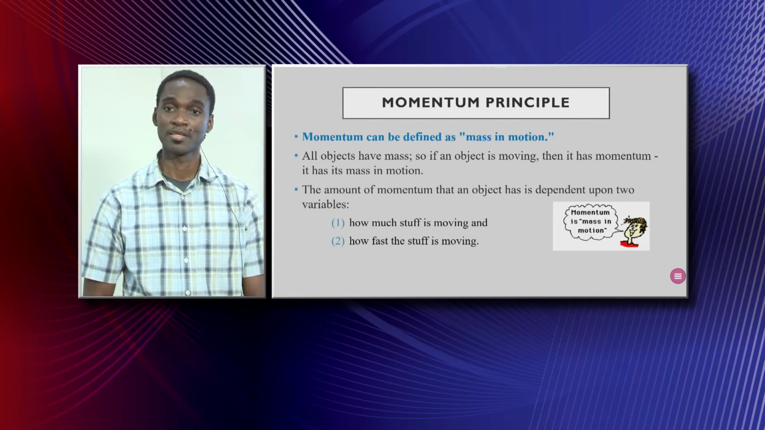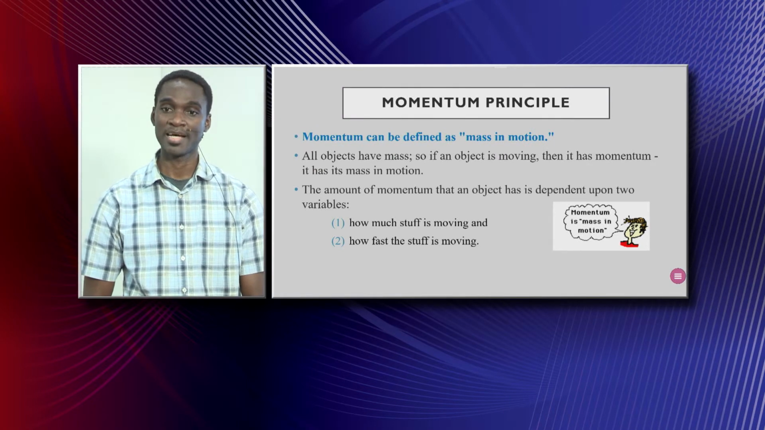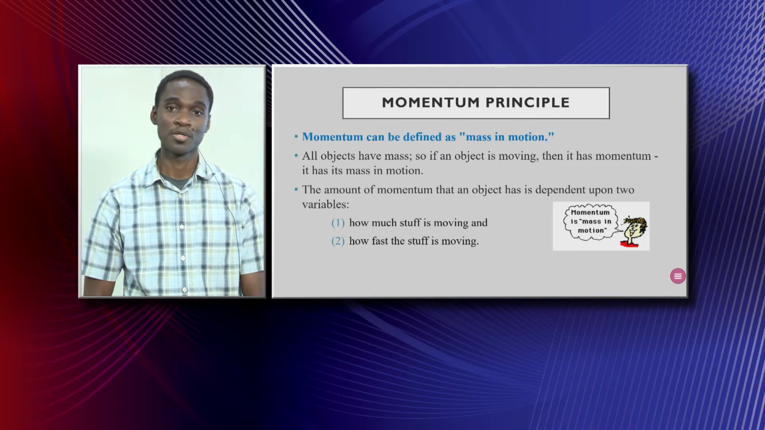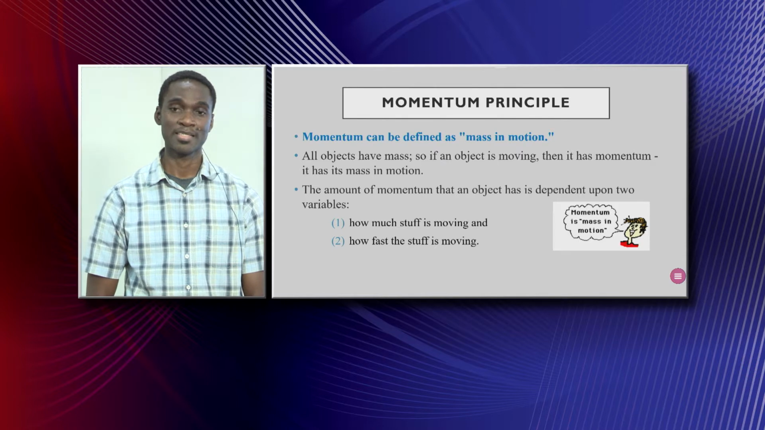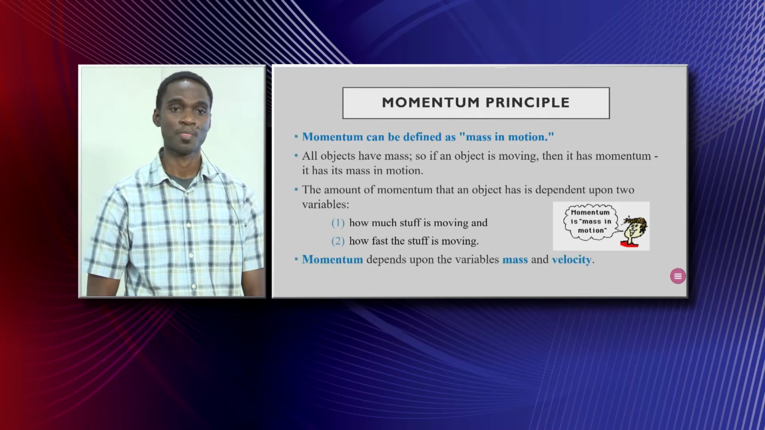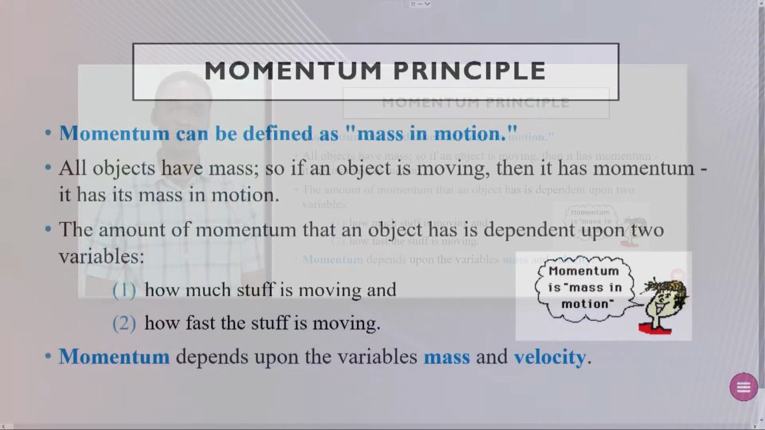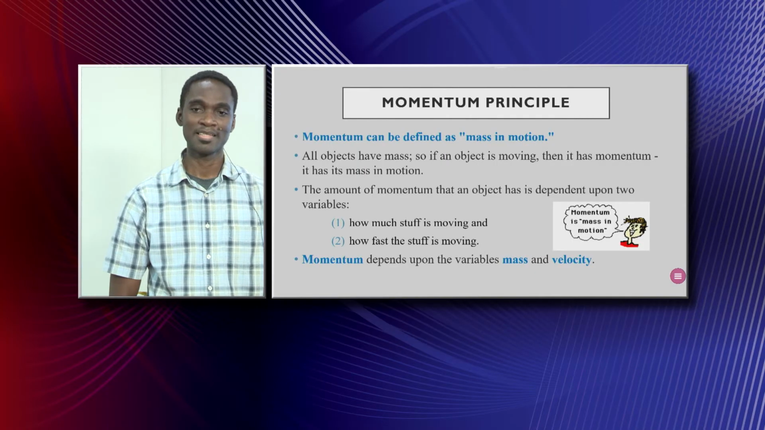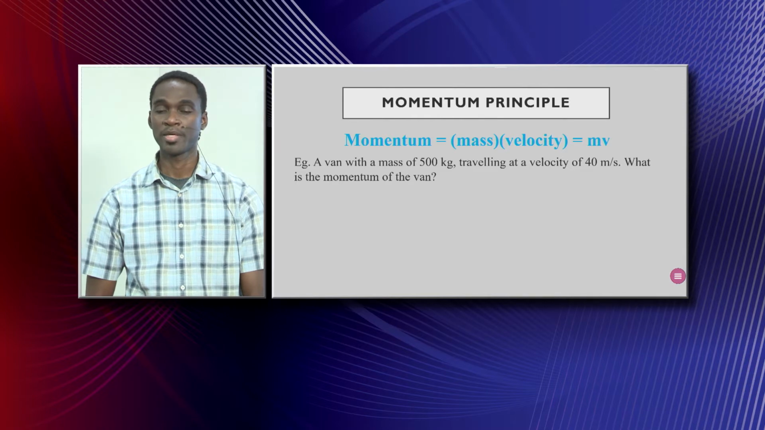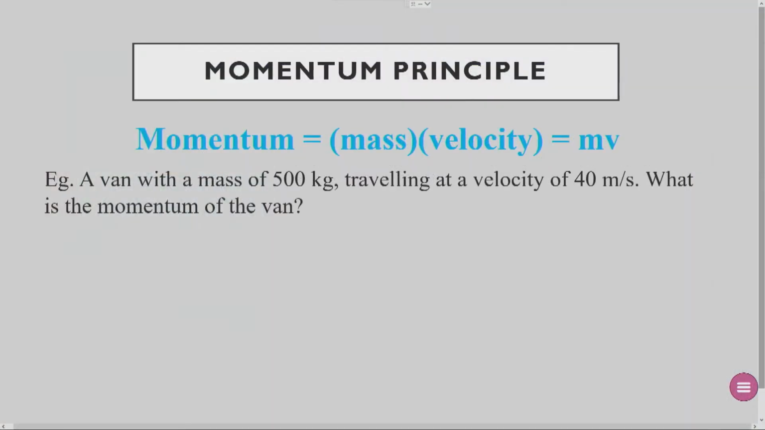So here we have it. Momentum is mass in motion. This is what we need to remember. Any mass that is moving has momentum. Momentum depends upon the variables mass and velocity. For our equation, momentum equals mass multiplied by velocity, equals mv.